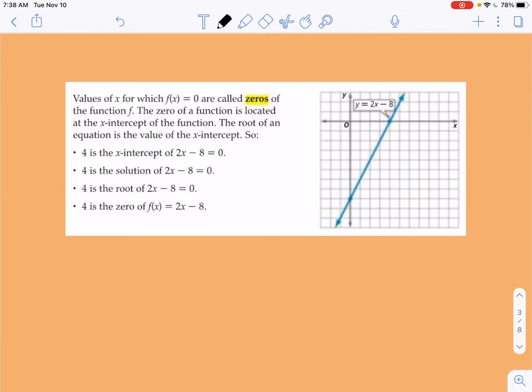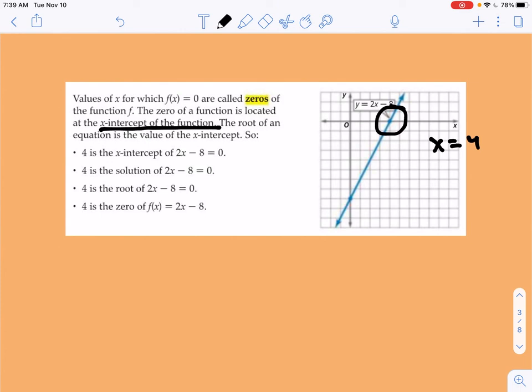Values of x for which f of x equals 0 are called zeros of the function f, and we kind of went over that. The zero of the function is located at the x-intercept of the function. That's our big important thing. On this graph, you can tell clearly that it crosses the x-axis at that point, so the zero of your function would be where x equals 4. That would be the zero of your function.